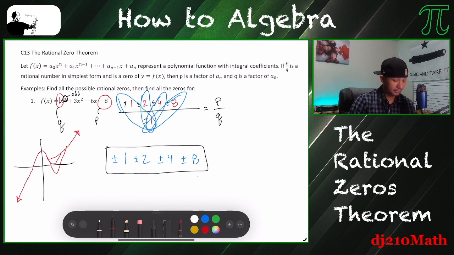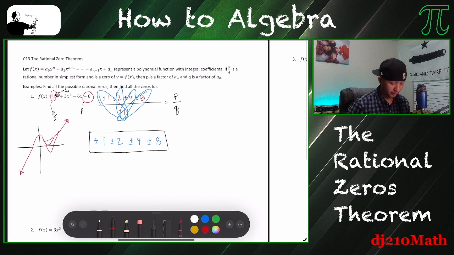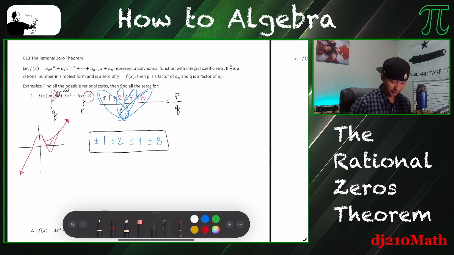So let's do synthetic division using one of these, and it's basically trial and error. There's really no fast way of doing this. So I'm just going to start with 1. I grab the coefficients. They are in descending order. So 1, 3, negative 6, and negative 8.